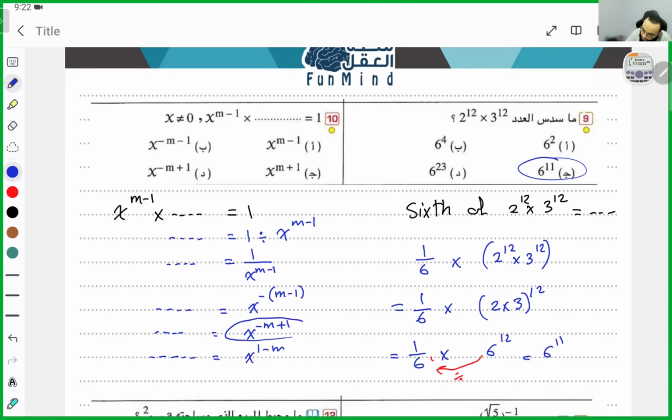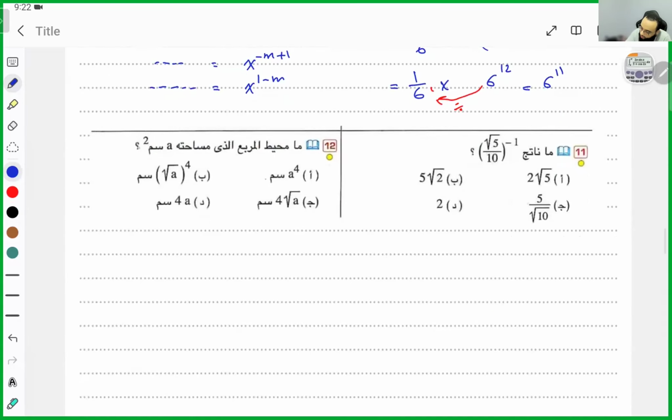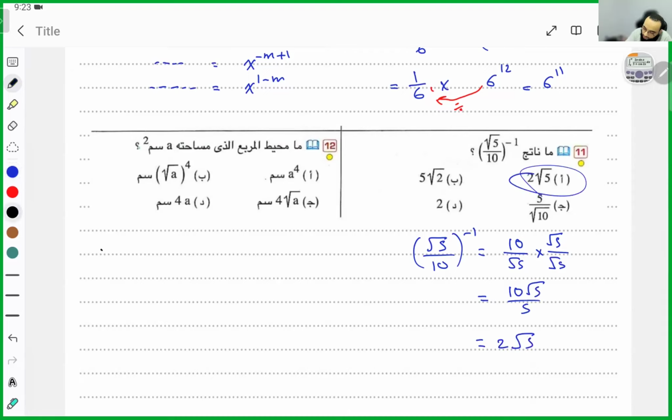So I think this one in the choices: root 5 over 10 to the power of negative 1 equals 10 over root 5 to the power of 1. But we have to simplify it, times root 5 up and root 5 down. It's 10 root 5 over 5, which is 2 root 5.